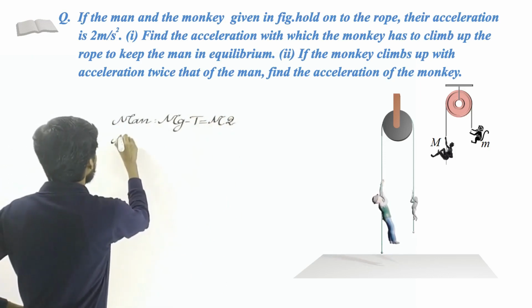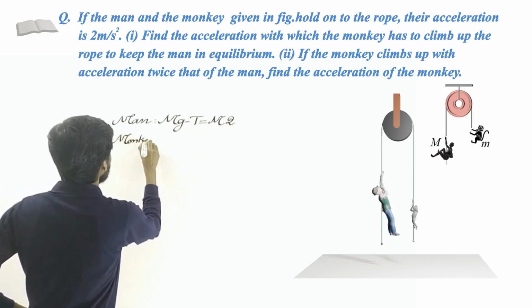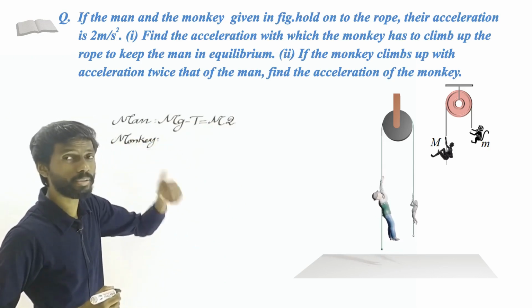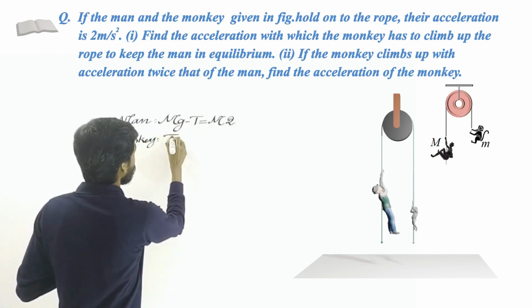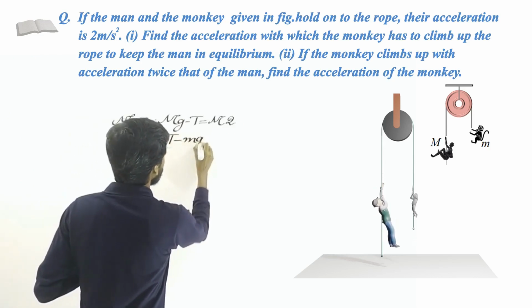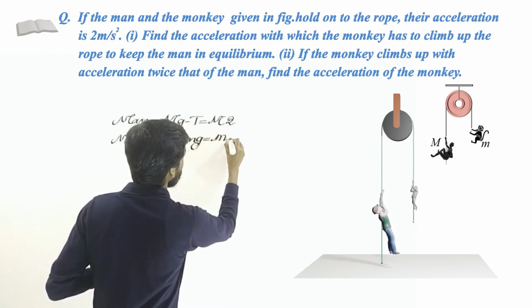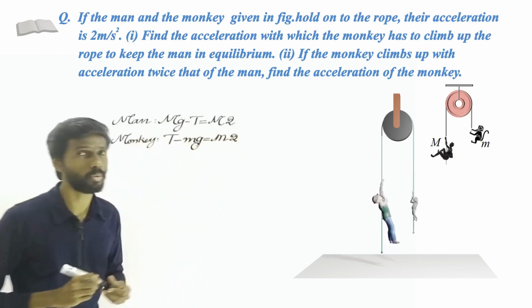Similarly for the monkey, the tension force is acting in the upward direction, and the monkey is moving in the upward direction. So T minus the gravitational force in the downward direction must be equal to the mass of the monkey multiplied by 2, right? Same acceleration 2.